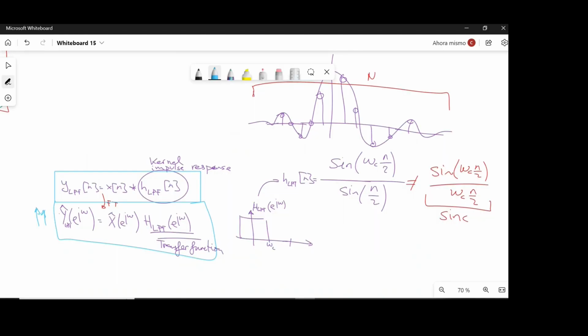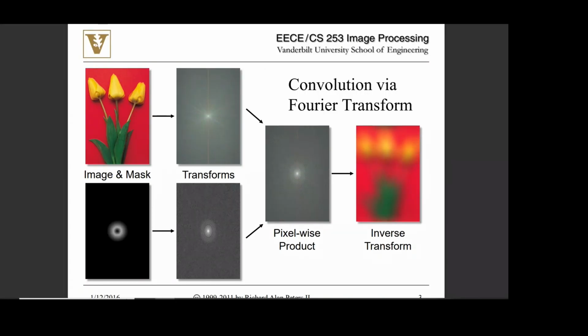This is what this formula is telling you. For every omega, you have to multiply these two functions. You do the Fourier transform of this, do the Fourier transform of that, multiply point by point, you get this one, and then you do the inverse Fourier transform. So the two Fourier transforms, we multiply, and then we do the inverse Fourier transform. So this image is a convolution of these two.